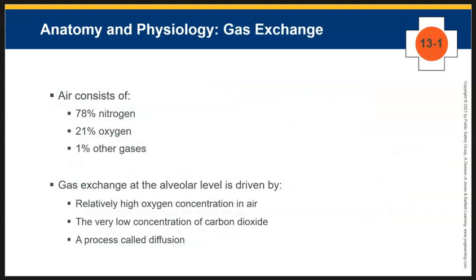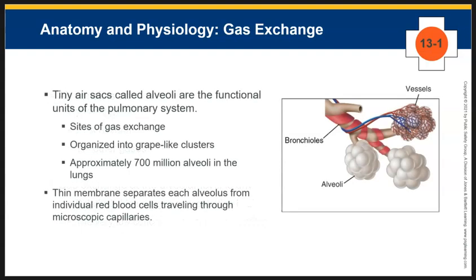Air that we breathe is 78% nitrogen, 21% oxygen that our body uses, and 1% other gases such as CO2 or argon. Now, gas exchange at the alveolar level is driven by a high concentration of oxygen in the air and a low concentration of carbon dioxide in the air. So what we have is diffusion. We have the gas that we need, oxygen, moving from high concentration in the air into the lower concentration in our bloodstream. We accomplish that with the high surface area in the alveoli.